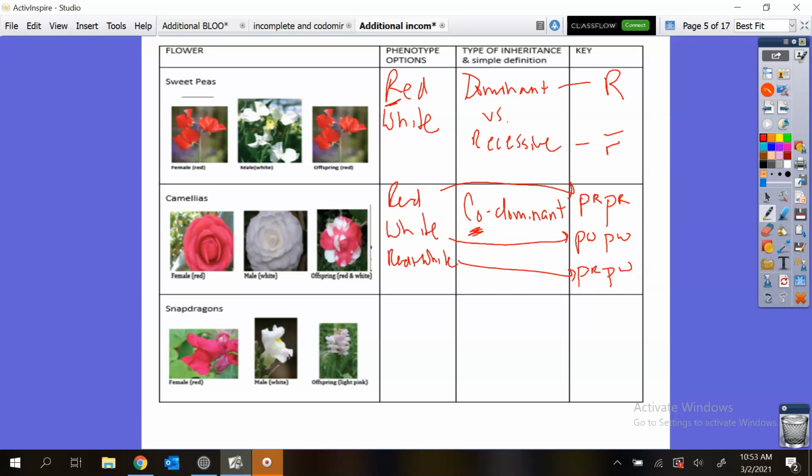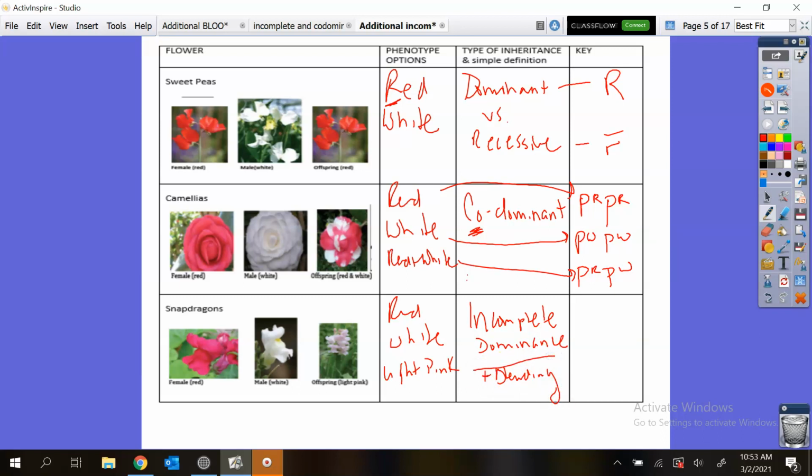Okay. Now let's look at our snapdragons. So phenotypes, we have red, we have white, and we have light pink. So in this case, this would be your incomplete dominance. Okay, and I'm not writing a definition because I'm kind of just telling you. So this would be like your blending or your mixture. Okay, so your blending results.